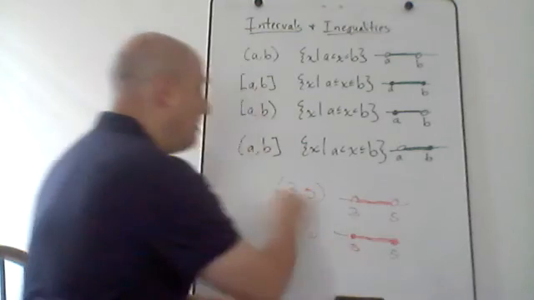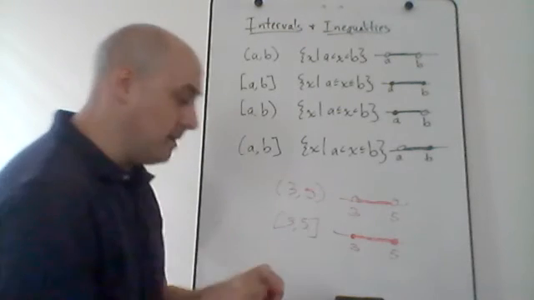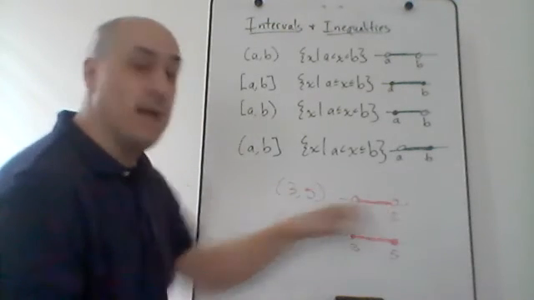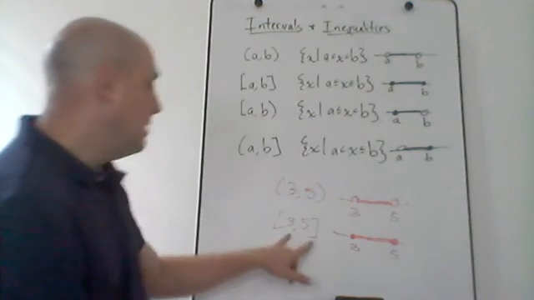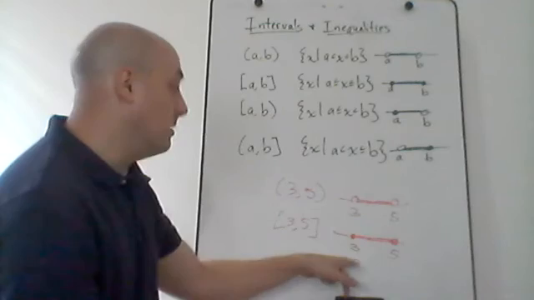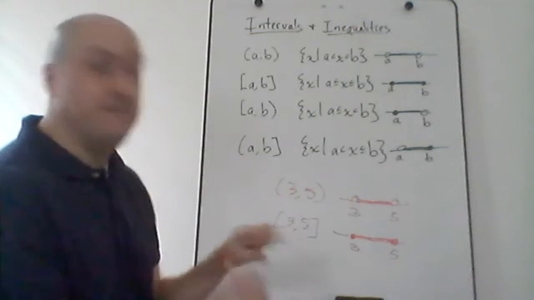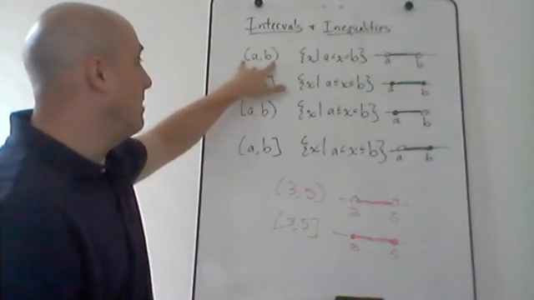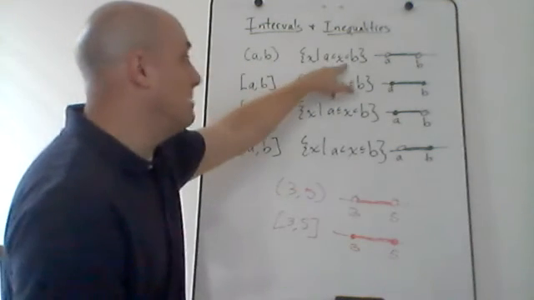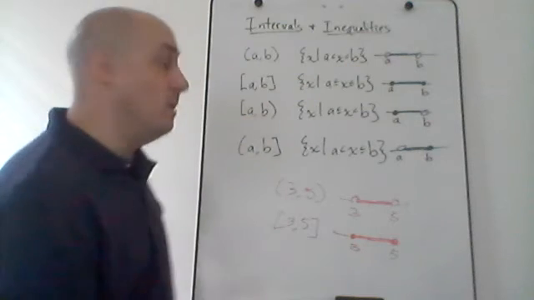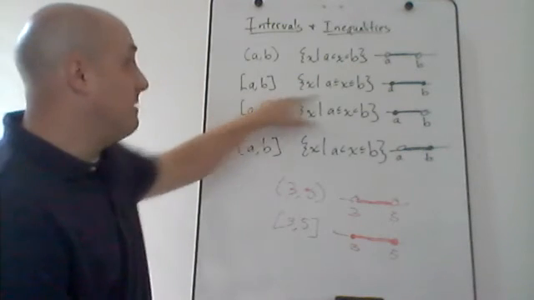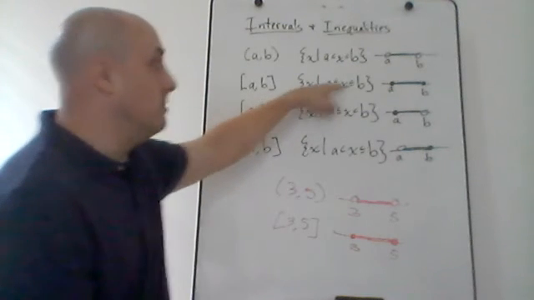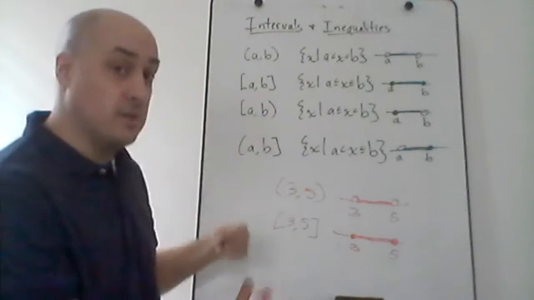Remember, the one up here with the parentheses, the 3 and the 5 are not included, which on the number line we represent with that open circle. With the brackets here, the 3 and the 5 are included, which on the number line we use a filled in or closed circle. So again, the parentheses refer to the less than symbol, which refers to the open circle on the graph. The brackets refer to the less than or equal to symbol, which refers to the filled in circles on the graph.